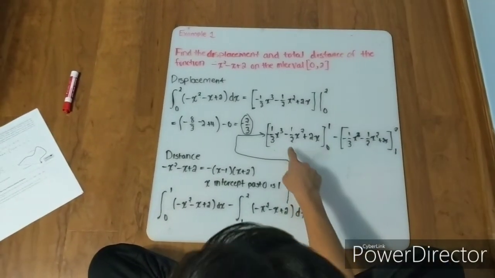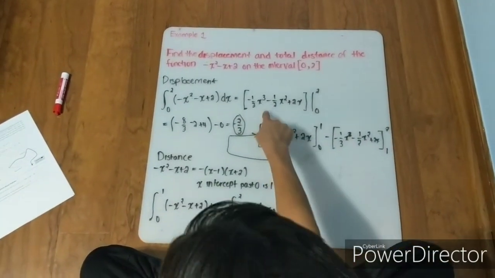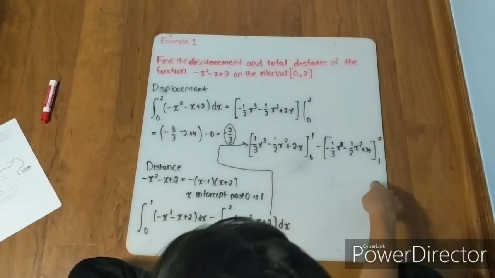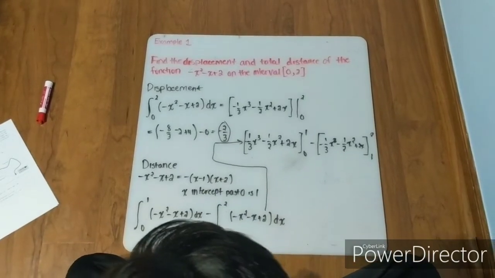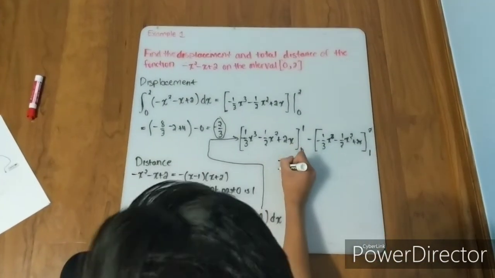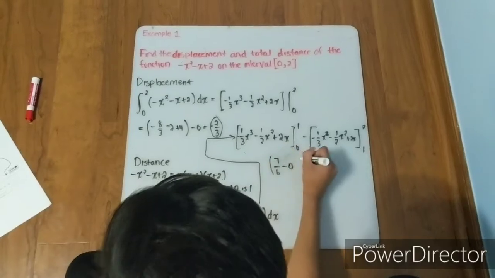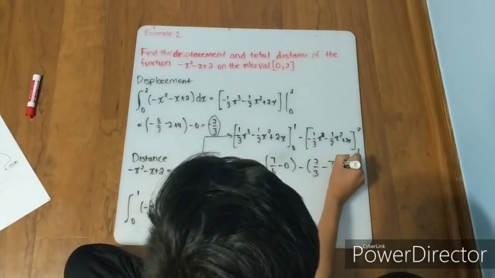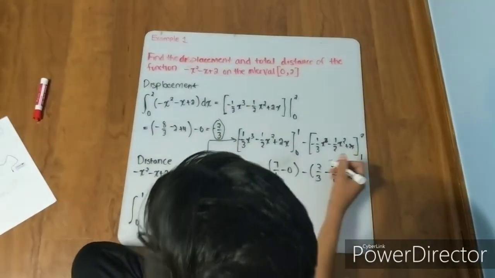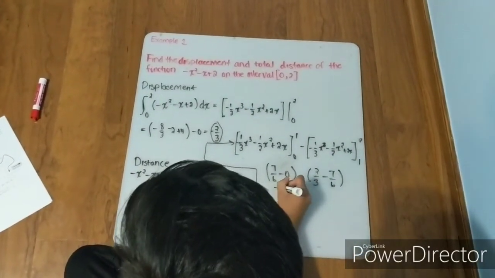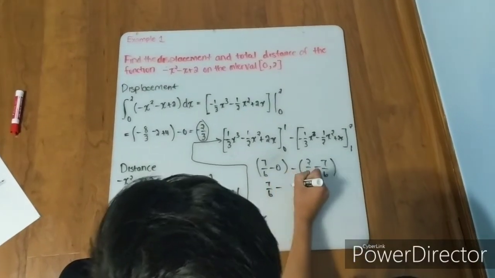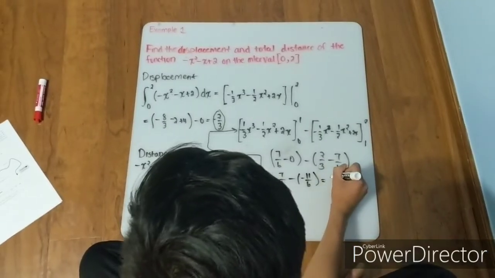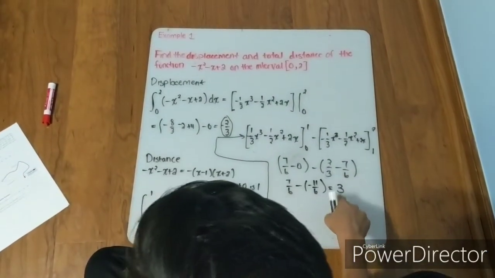So as you can see, I've done the work here. This is the antiderivative. It's the same antiderivative as it was in displacement, minus the same antiderivative from 2 to 1. The first one was 1 to 0. This eventually solves to be 7 over 6 minus 0 minus 2 over 3 minus 7 over 6. This eventually solves to be 7 over 6 minus, in parentheses, negative 11 over 6, which is equal to 3. 3 is our total distance.